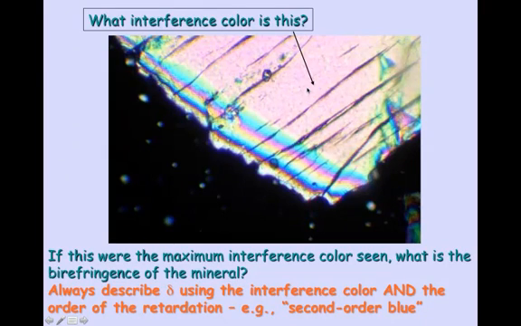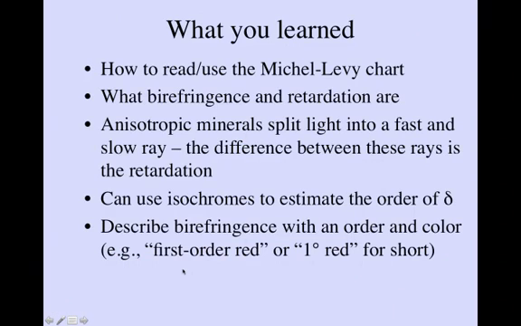So when you're describing and looking up the birefringence for a mineral, you want the highest order interference color, the furthest to the right, in order to describe that crystal. So that's the maximum interference color. That's third order red. And when you're describing birefringence, always use the interference color, describe that color, and the order of the retardation. So you might say second order blue, or in this case, third order red. You need both of those pieces of information to describe the birefringence.